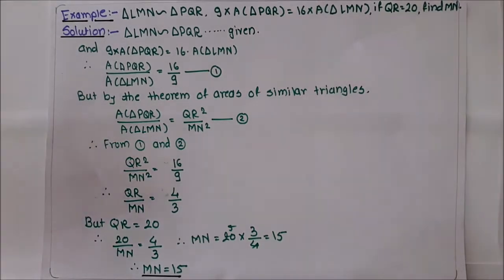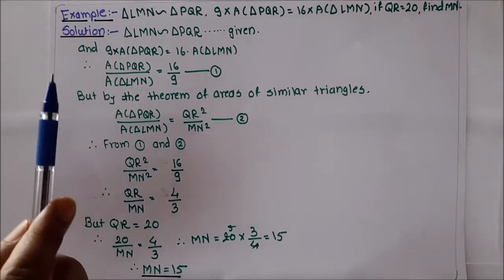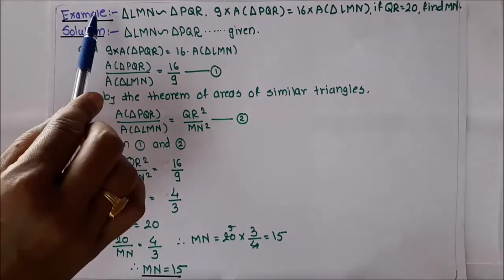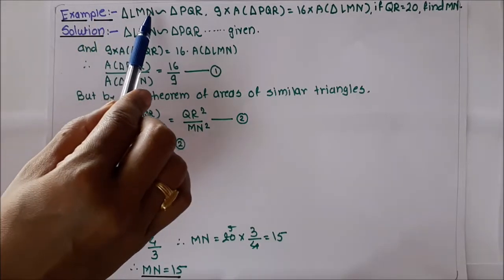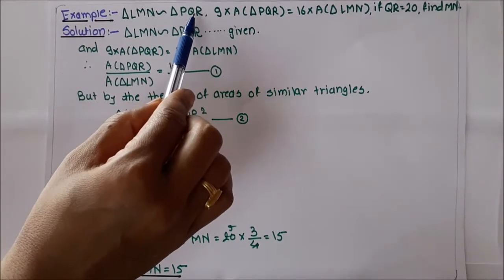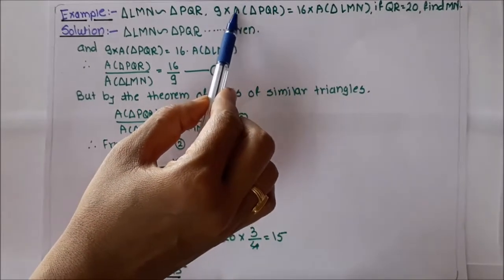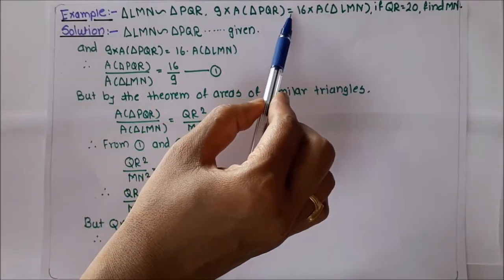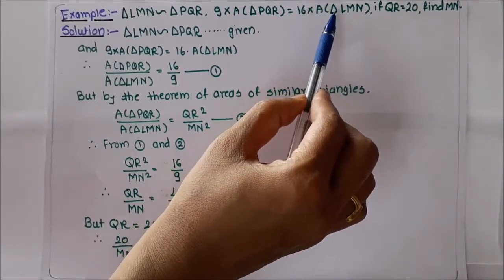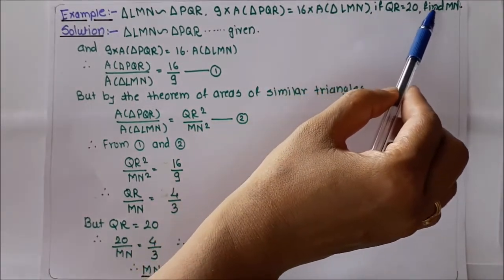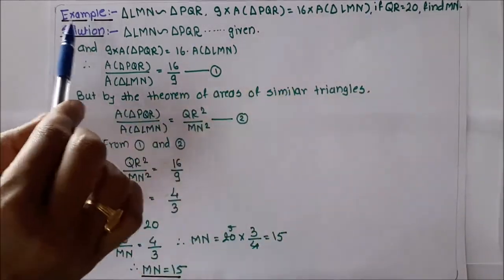Now students, we are going to solve one example depending upon the theorem of the areas of similar triangles. At first we will read the example: triangle LMN is similar to triangle PQR, and one relation is given that 9 area of PQR is equal to 16 area of triangle LMN, and if QR is 20, find MN.